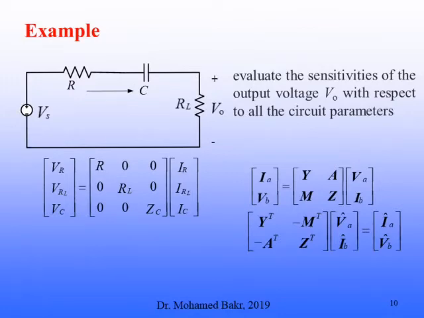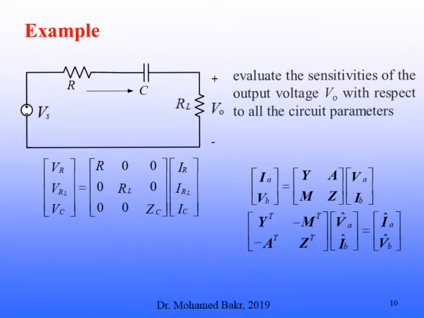Our target is to evaluate the sensitivity of the output voltage V naught, which is a complex number, relative to R, C, and RL. So if I change R or C or RL, the load resistance here, V naught is going to change. So I'd like to know the derivatives: partial V naught over partial R, partial V naught over partial C, and partial V naught over partial RL. In this case, our gradient has three components. Our target is to find these three components.